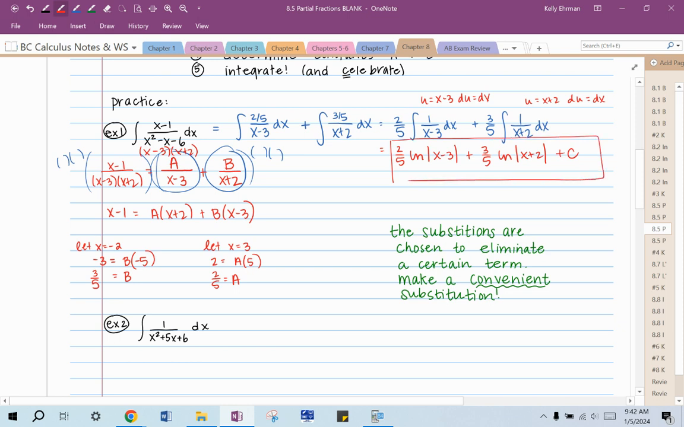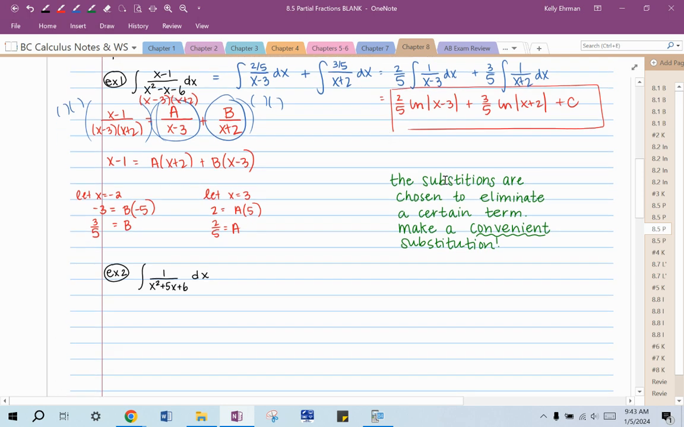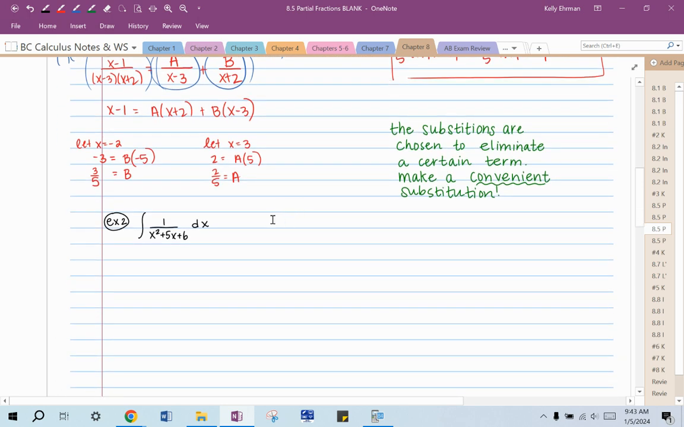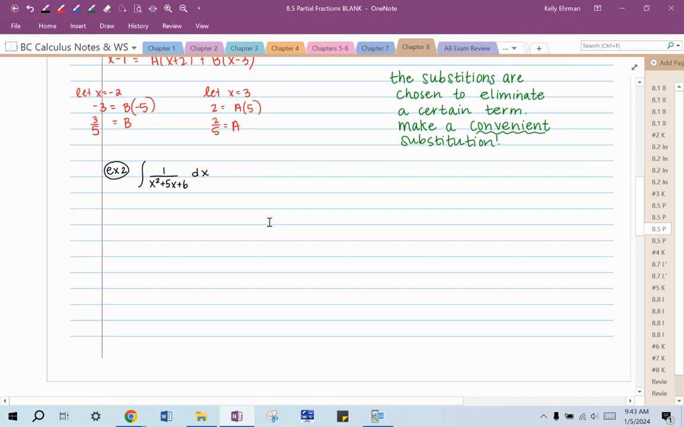So for these partial fraction decomposition problems, you basically are always ending up with natural log antiderivatives. It's just a question of what are the coefficients that are out in front, and do we have to make any little minor adjustments? All right, so let's do this again for example 2. So off to the side, let's work on this first.